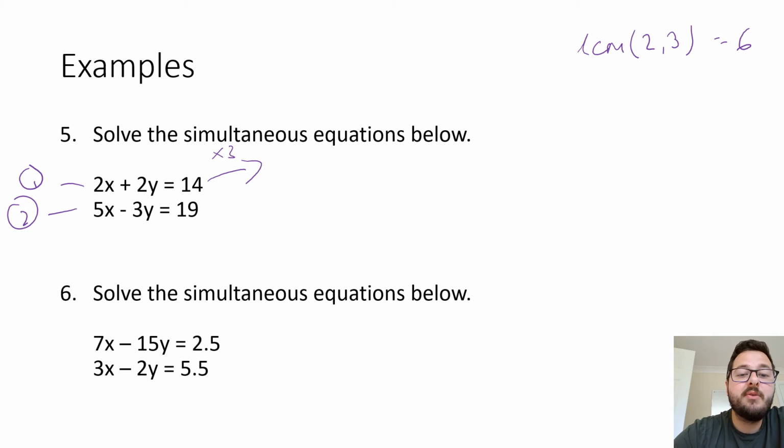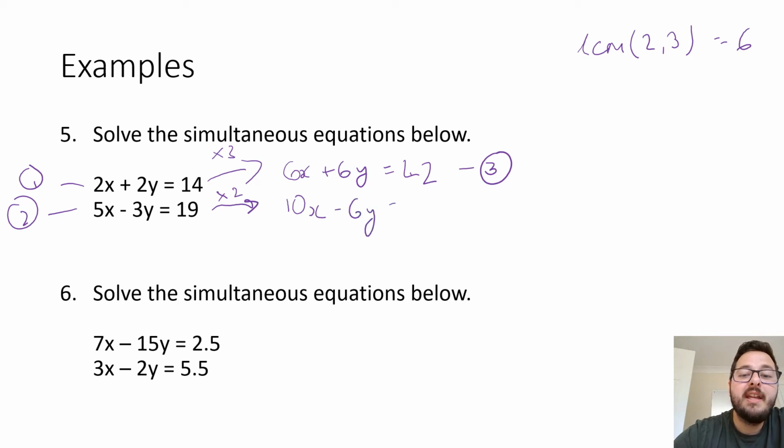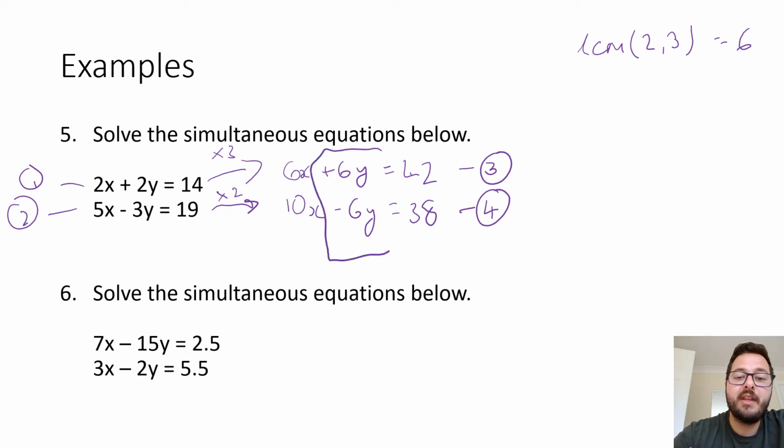And what we'll do is we'll do 1, we'll times this by 3 to give us 6. So this will give us 6x plus 6y equals 14 times 3 is 42, and that'll be our number 3. And then for this one, we want to times this by 2. So we'll end up with 10x minus 6y is 19 times 2 is 38, and that's number 4. So then, because we've got a plus and a minus, we'll add them up to get 0. Yeah, so these match, but they are opposites. So we'll add them to get 0.